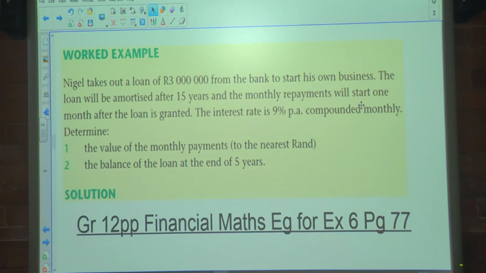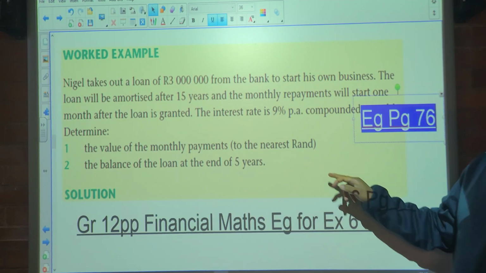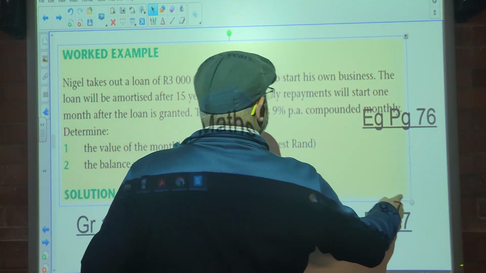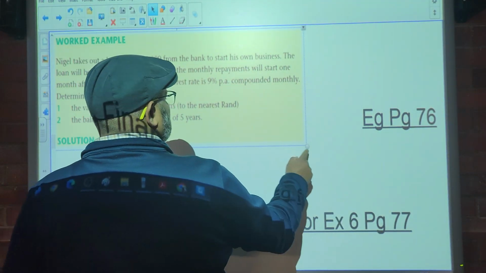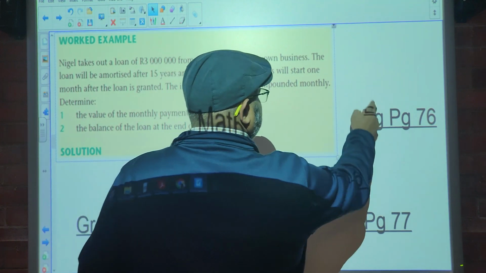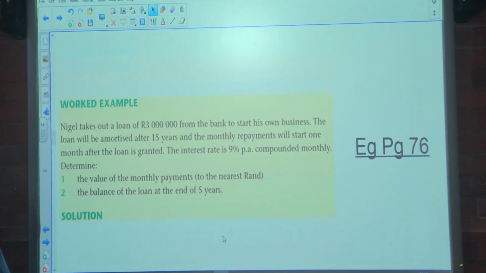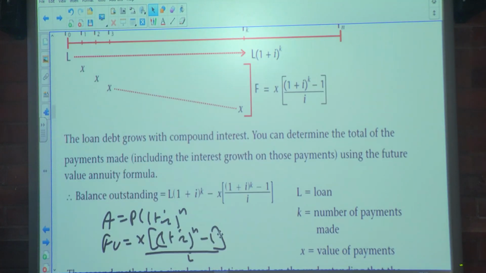This example is on page 76. Okay, so there's one example for this exercise. So I think there's something we read through yesterday.